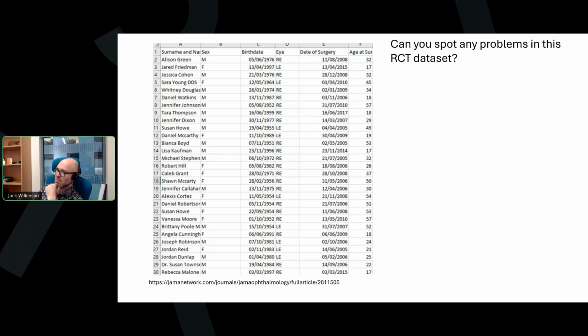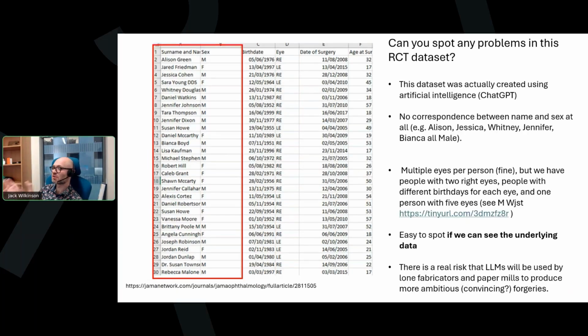Let's think of some other challenges we might face. Just for a moment, can you spot any problems in this RCT data set? Don't worry that I've given names and dates of birth here, because these people don't exist, so they don't mind. But if I draw your attention to the first two columns, you may notice that there's no correspondence at all between name and sex. This was actually created by ChatGPT. There's no correspondence at all between name and sex.